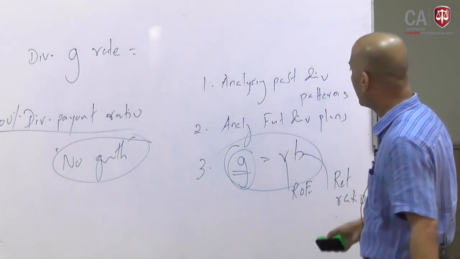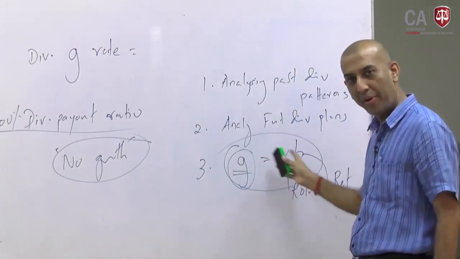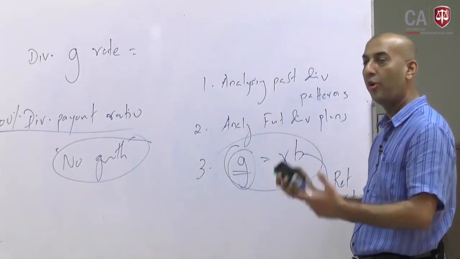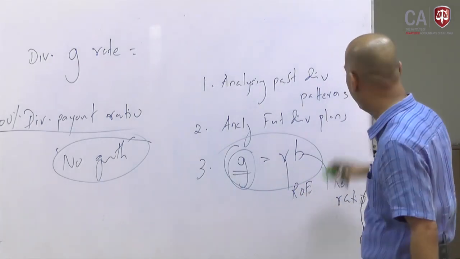So please note, these are 3 ways you can calculate dividend growth rate. The third one is more relevant from an exam point of view. The examiner may ask you to calculate the dividend growth rate so that you can apply your formula to calculate the value of the company.